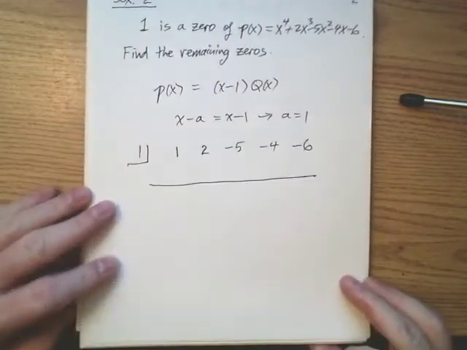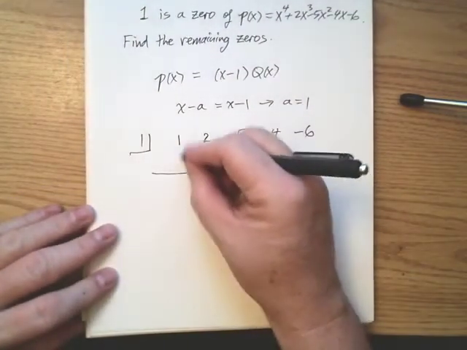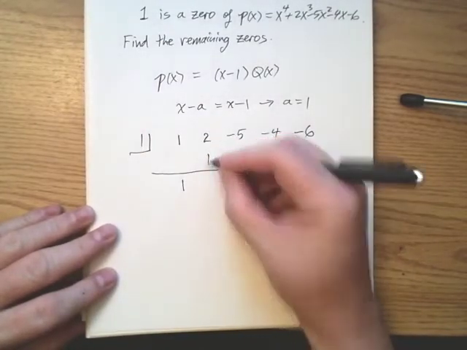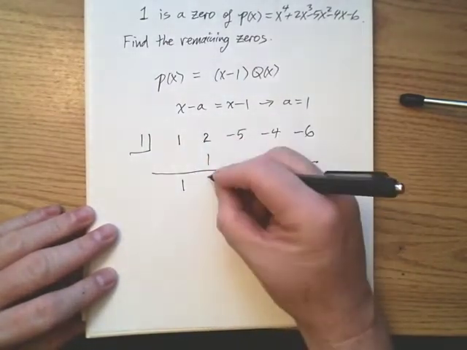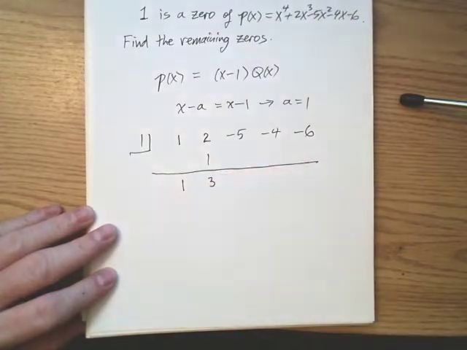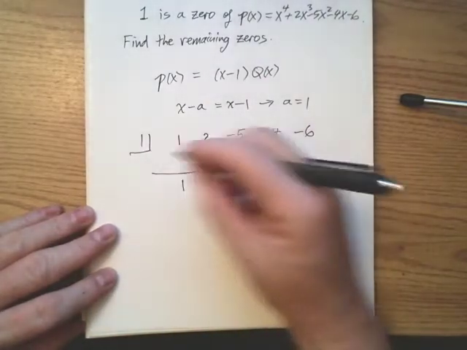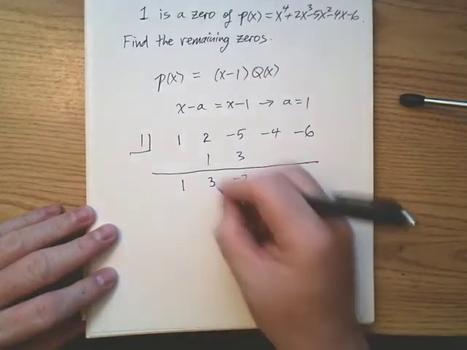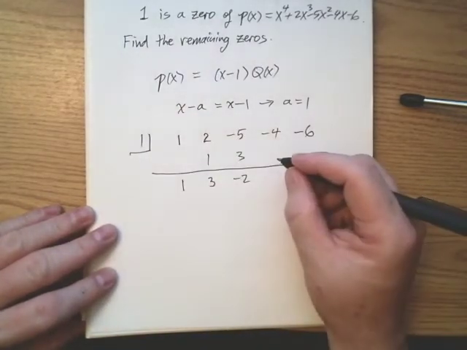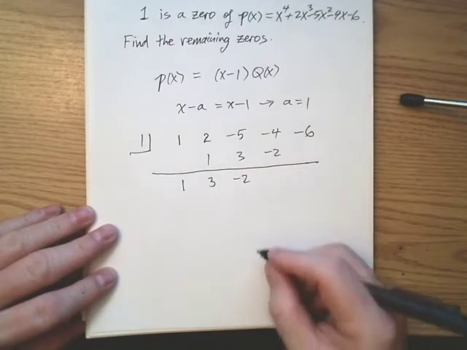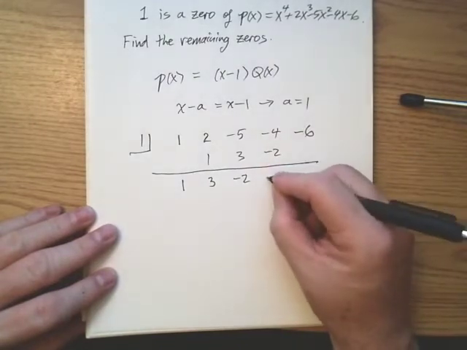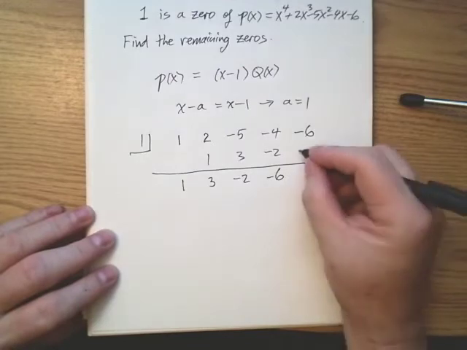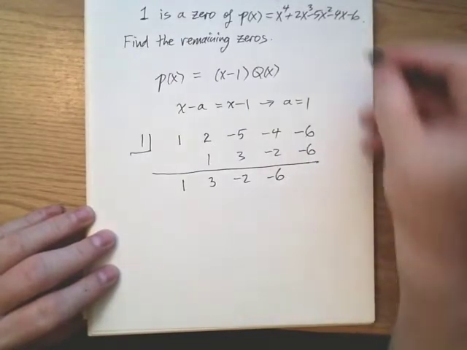Okay, let's perform our synthetic division. Remember how it works? Just bring the first one down and then multiply these two and you get 1. Now remember, you're adding, not subtracting like long division. Add those two. You get 3. 3 times 1 is 3. Add these two, you get what? Negative 2. Multiply by 1, you get negative 2. Add these together, you get negative 6. And then go ahead and multiply these two, negative 6. And then add these and you should get 0.